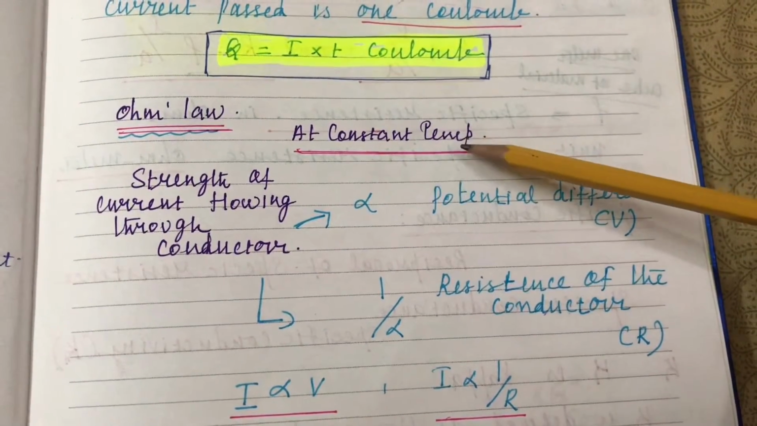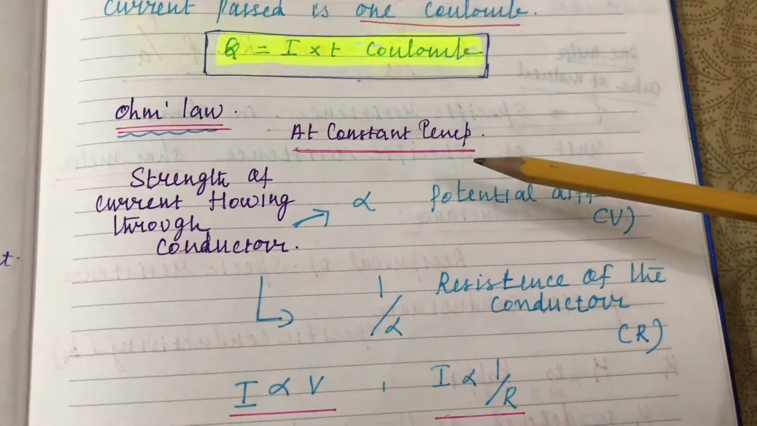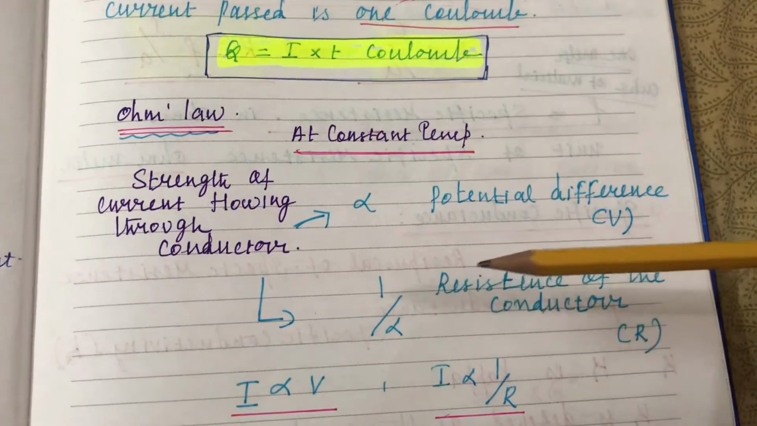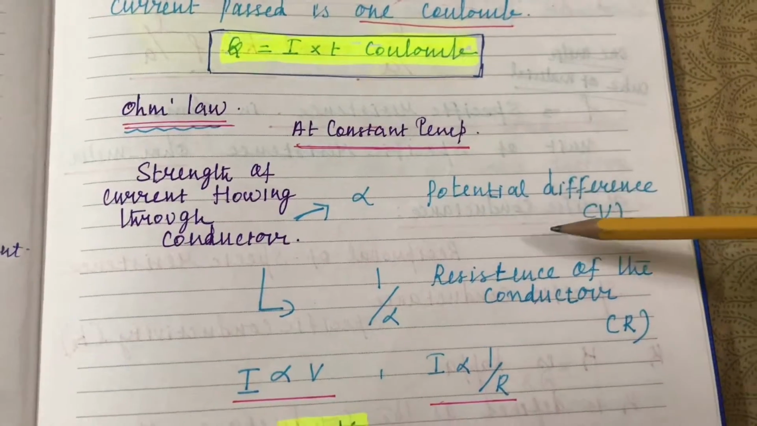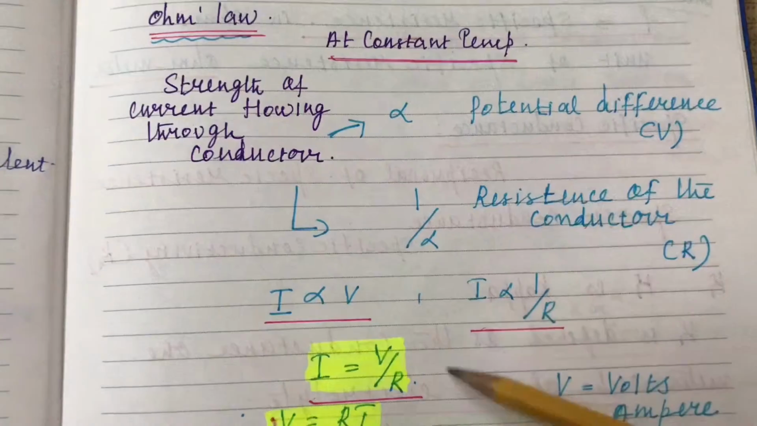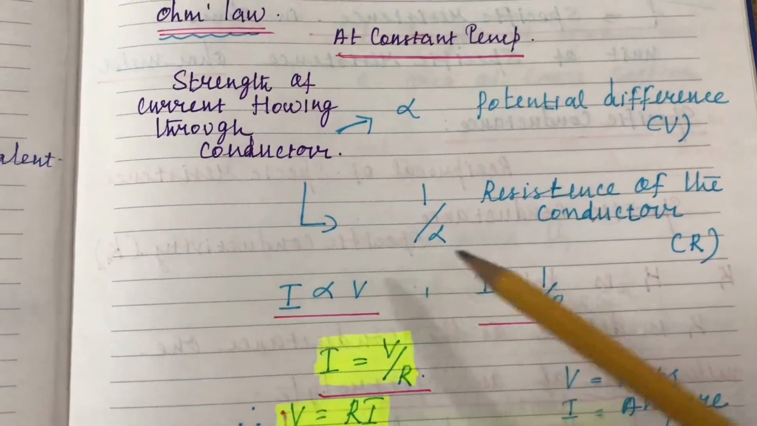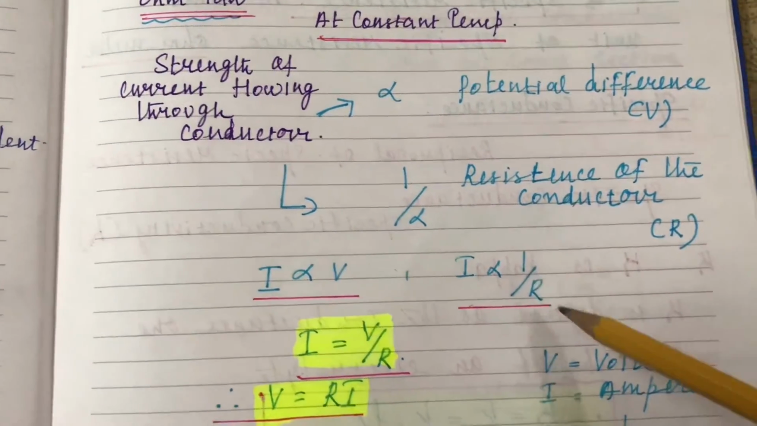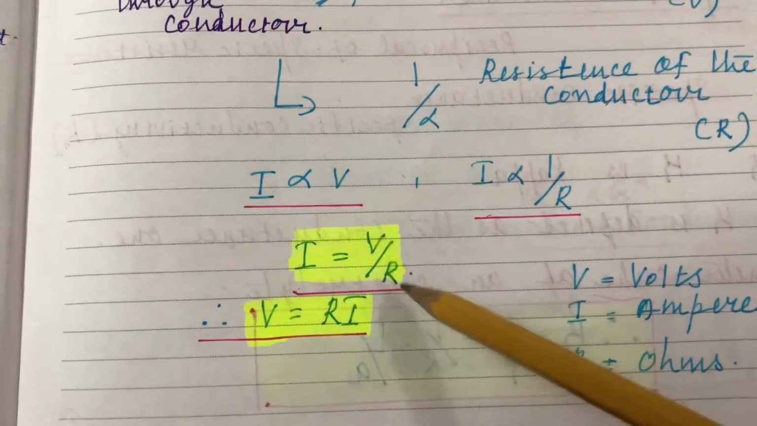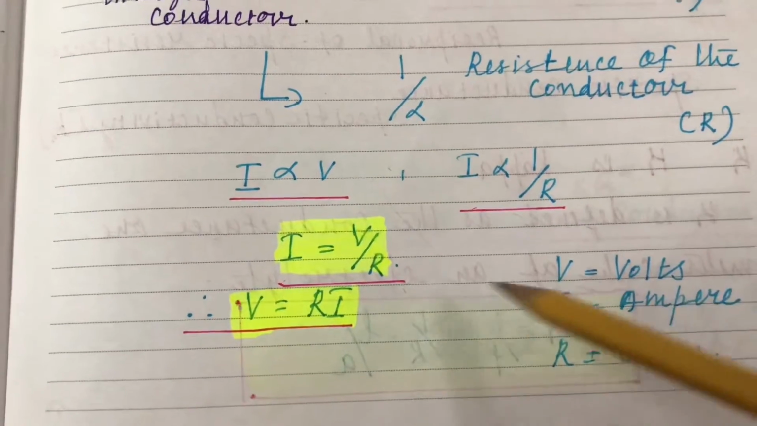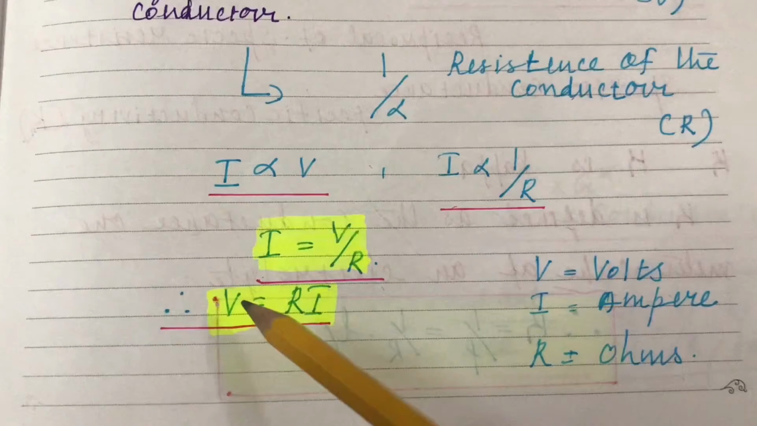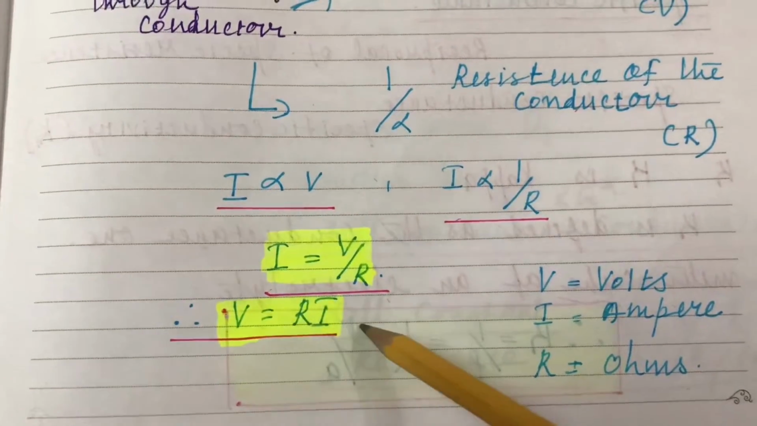So, at constant temperature, the strength of current flowing through a conductor is directly proportional to potential difference and inversely proportional to resistance R. Thereby, I is proportional to V and I is inversely proportional to R. We can write it as I is equal to V by R, with V in volts, I in ampere and R in ohms. It can also be written as V is equal to IR.